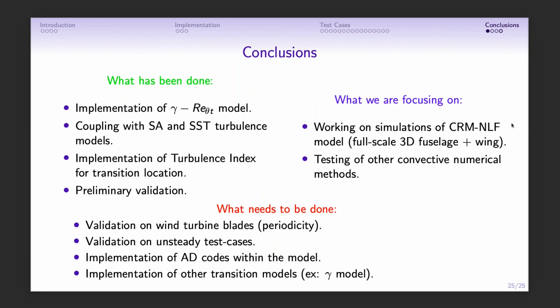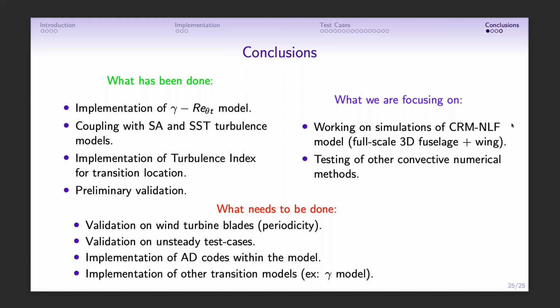So in the end, the work done is the implementation of the gamma model, and it's coupled with the Spalart-Allmaras and k-omega SST turbulence models. The implementation of the turbulence index as post-processing for the turbulence models in case the transition model is active, and a preliminary validation on 2D and 3D test cases.